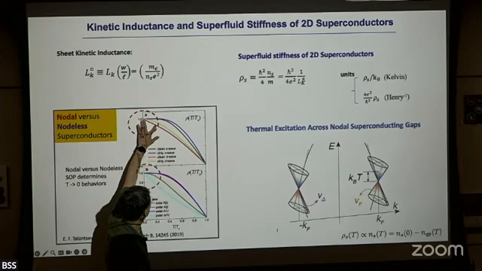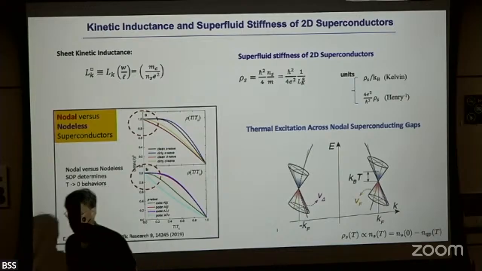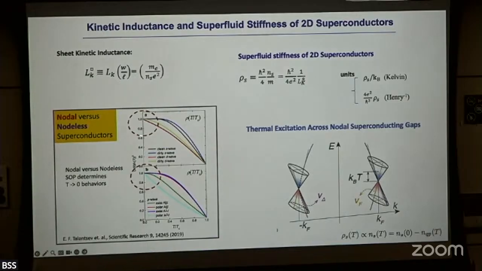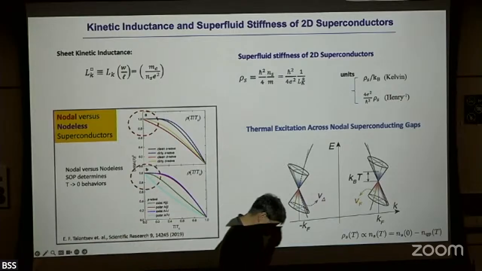So whether there's a slope or not tells us whether it is a nodal superconductor or not. And particularly, a careful analysis of this slope can even give information about the quasi-particle dispersion and the nodal velocity. So that's the experiment we want to do.